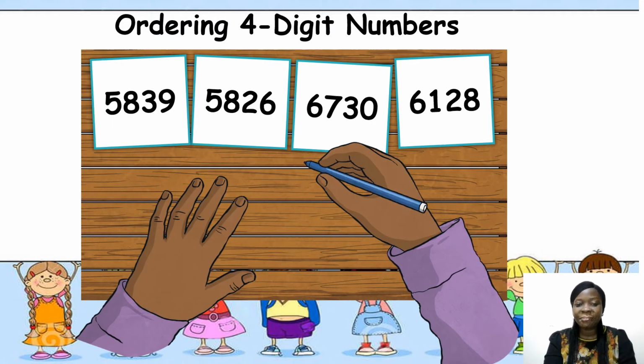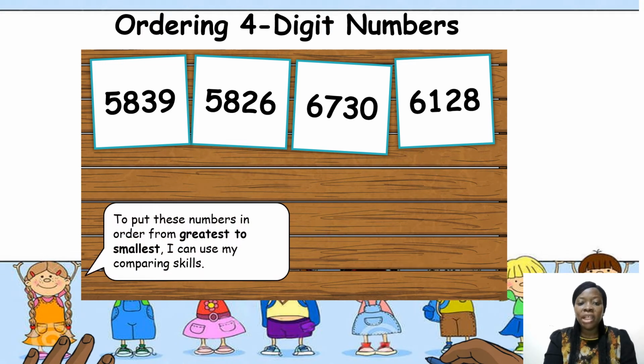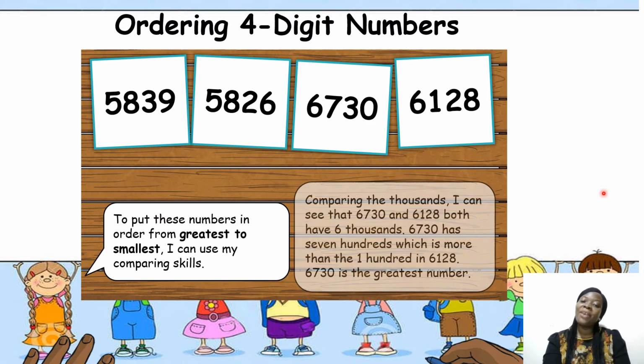Let's move on. Ordering four-digit numbers. To put these numbers in order from greatest to smallest, she says, I can use my comparing skills. Before she shows you how to do that, can you pause the video and have a go? We have four different digit cards here with four different numbers, and we need to order them from the greatest to the smallest. So pause the video and have a go. Welcome back. How did you do?